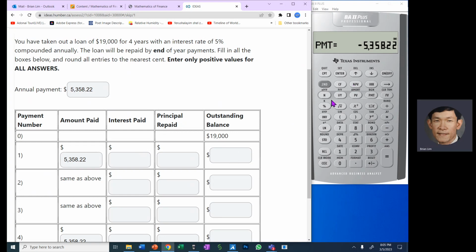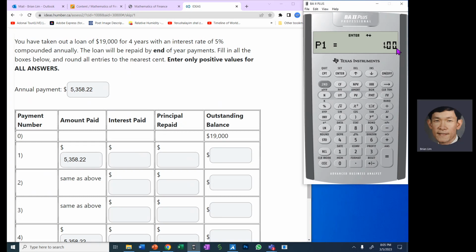All right, so what do we do? Well, we go to second PV, and that takes us into the amortization schedule. Now, payment number is number 1. All right, there it is, right there. Sorry, it is this number 1 right here. So P1 is 1, or we can enter the value 1 and enter. And P2 should also be 1. So we'll enter 1 for P2.